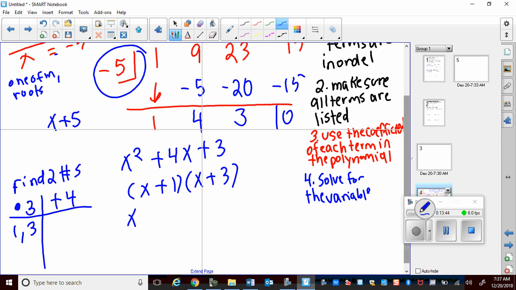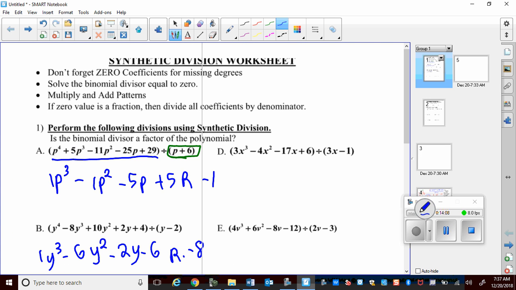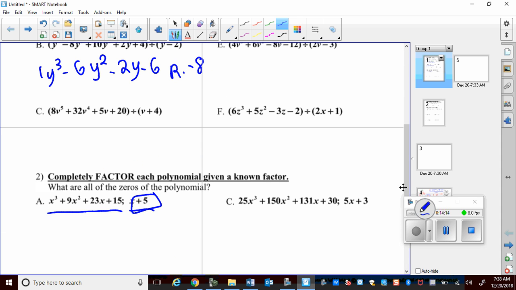Down here, I have x plus 1 equals 0. I set it equal to 0. And I subtract 1 on both sides. I get x equals negative 1 as a factor. And then x plus 3 equals 0. Subtract 3 on both sides. And I get x equals negative 3. So when I go back and write my zeros, I have 3 different zeros. So go back, right? Go down to this problem, and I have x equals negative 5, my original zero, and then negative 3, and negative 1.